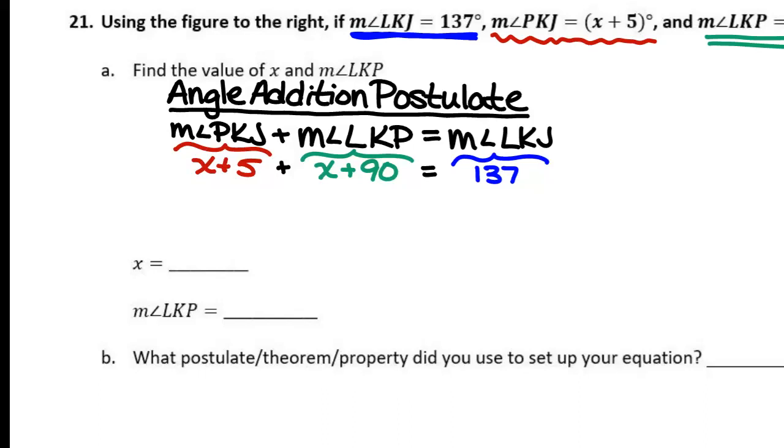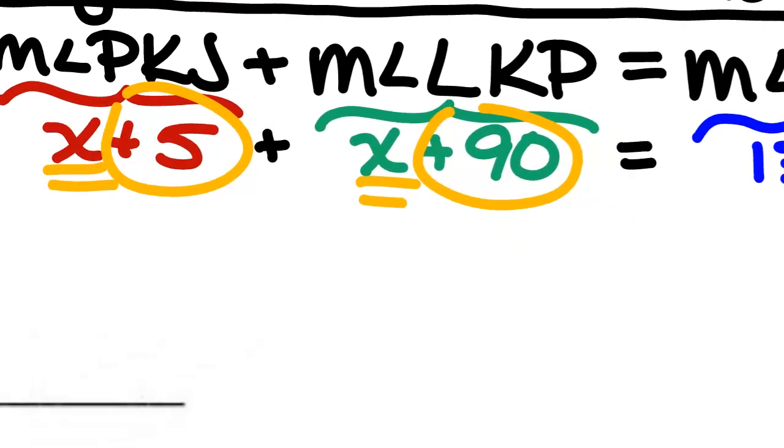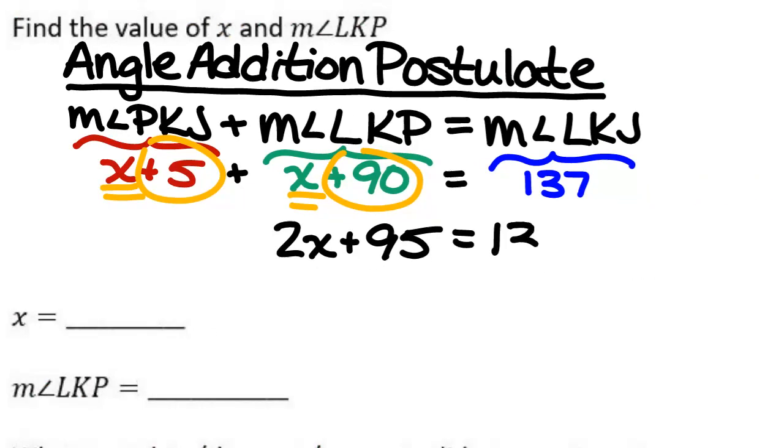Now we can solve this for X. We used angle addition postulate to be able to write an equation, and then we substituted our values into it. Do I have any like terms that I should combine together? The x's. And 5 and 90. So x plus x would give me 2x plus 95 equals 137. Now what?